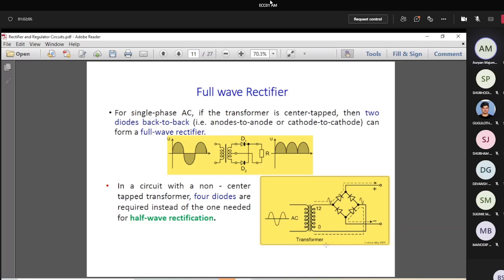I will just talk about the basics of full wave. What I am talking about, we are getting into the basics of full wave.